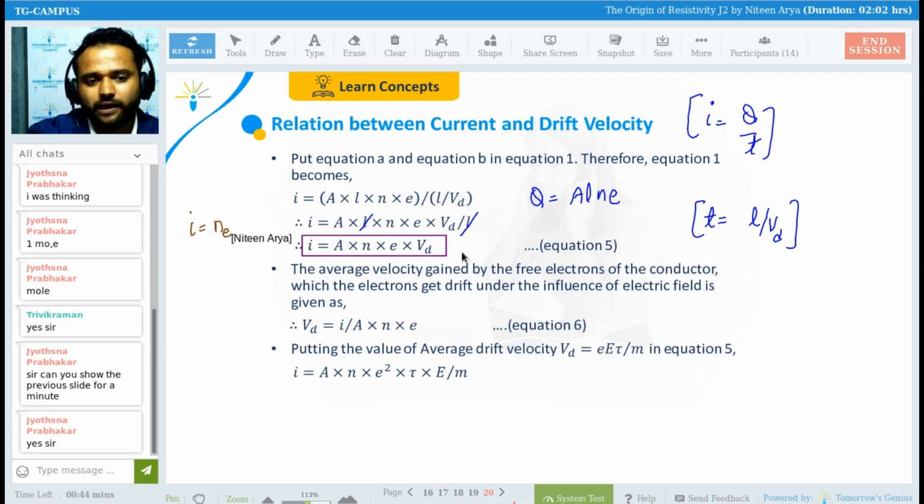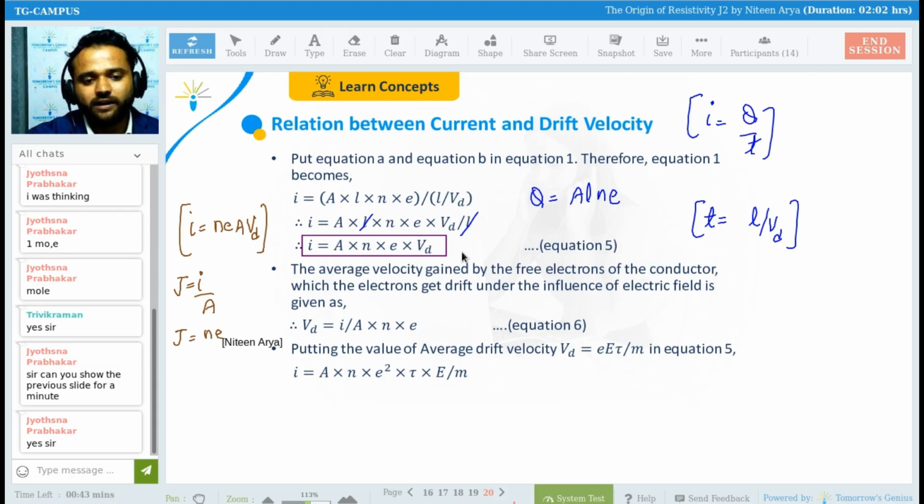This is I equals N E A Vd, right? Vd is the drift velocity. Now, more importantly, we know that current density is I by A. So divide both sides in the above equation by area. So current density is nothing but NeVd. Okay, so this is how we can get this.